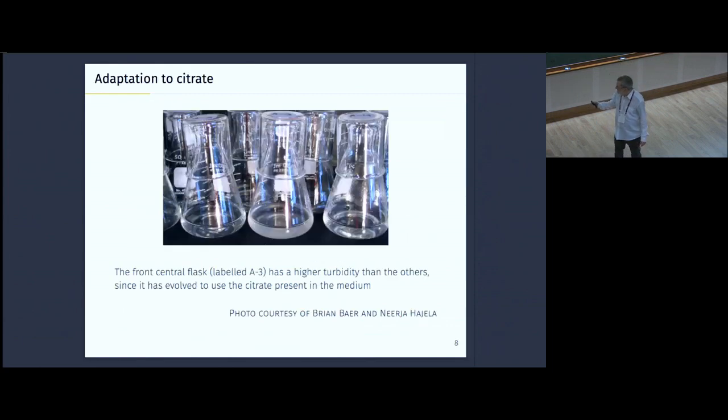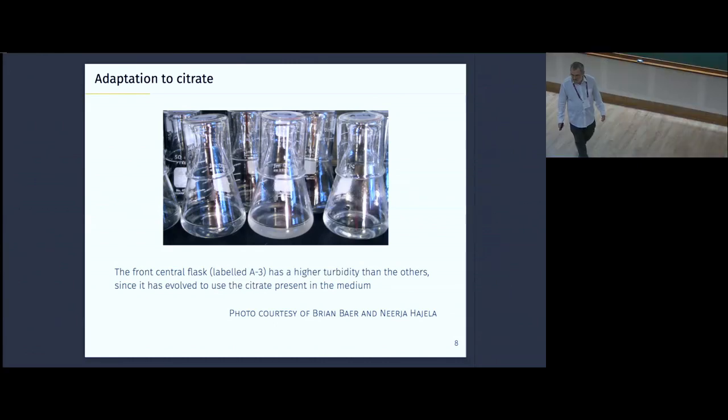To show this kind of adaptation, you see these are samples in these beakers, and you see that this beaker has higher turbidity than the others because it has evolved to use the citrate which is present in the medium and that the other populations are not able to exploit. They are all present here.